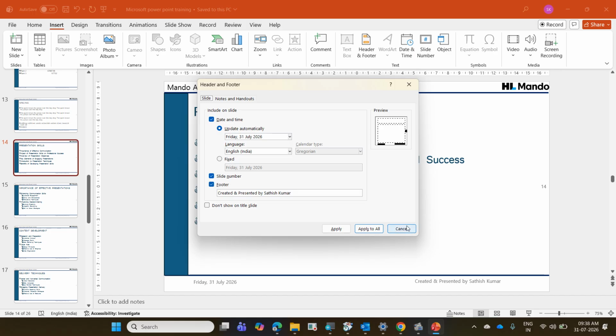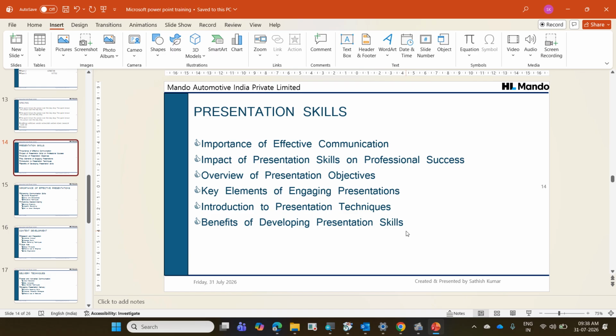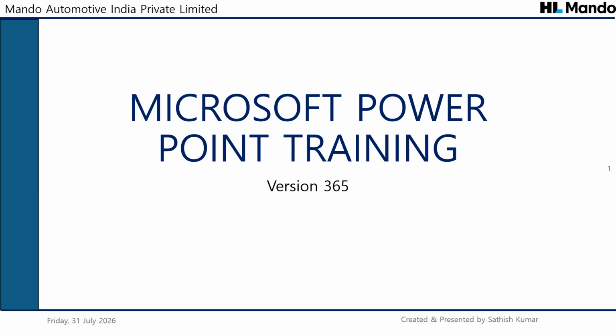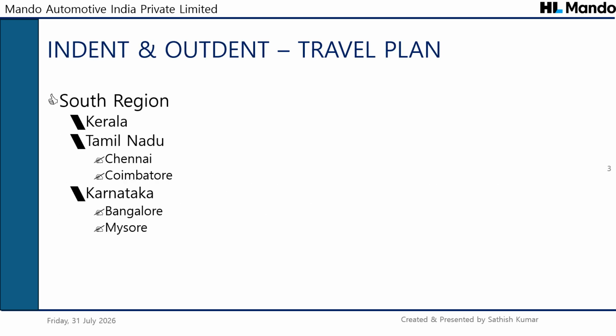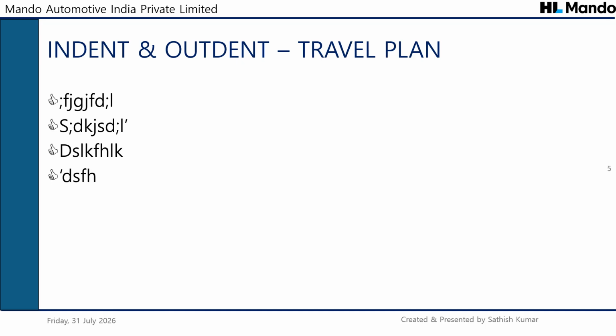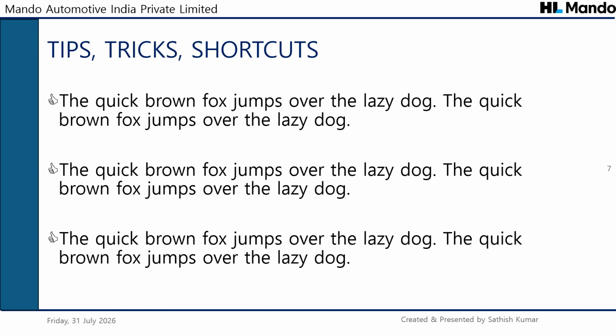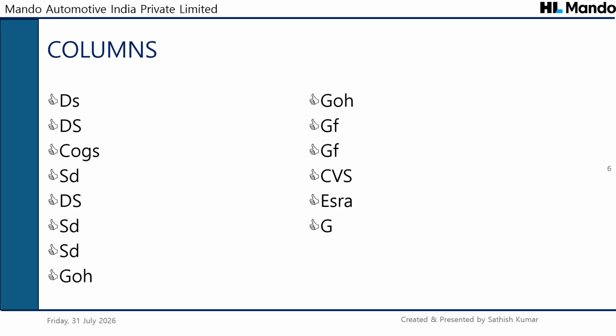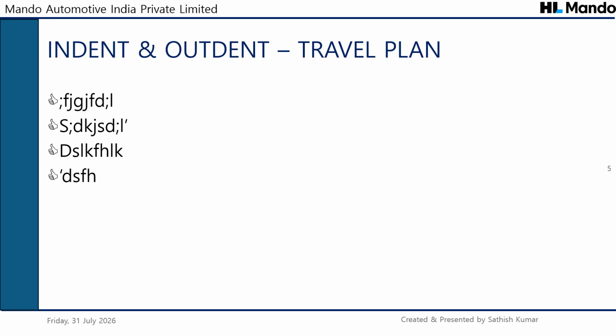Then I want to run a slideshow. You know how to run the slideshow? F5 is the shortcut key for running the slideshow. To go to the next slide, use down arrow, right arrow, enter, spacebar, page down, or N for next. For previous, use up arrow, left arrow, or P for previous.